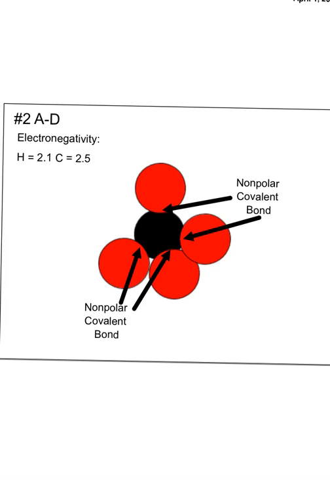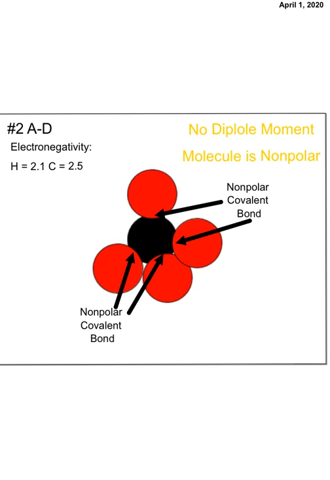All right, last name A through D. I'll try to go through these quickly. We have all carbon bonded to hydrogen. This is called methane, CH4. So that's methane, and we have nonpolar covalent bonds, all shared equally. Because this molecule is made of all nonpolar bonds, there's no dipole moment. They're sharing equally, so the molecule is nonpolar.